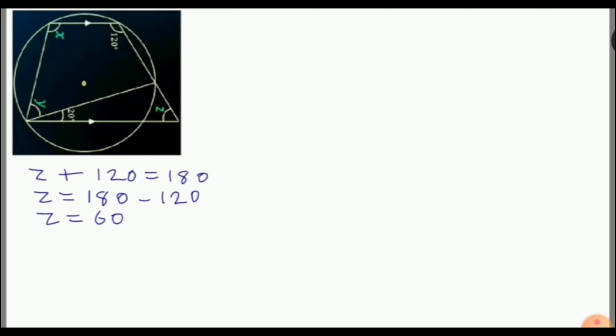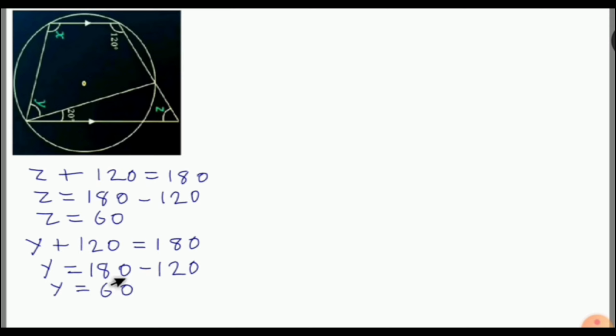So now I can also say y plus 120 is equal to 180 based on the circumscribed quadrilateral circle geometry law. This is the circumscribed quadrilateral, this one. So we write like this: y plus 120 equal to 180. So we can say y equal to 180 minus 120. So y equal to 60 also.